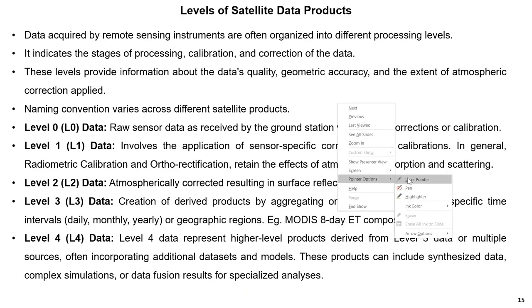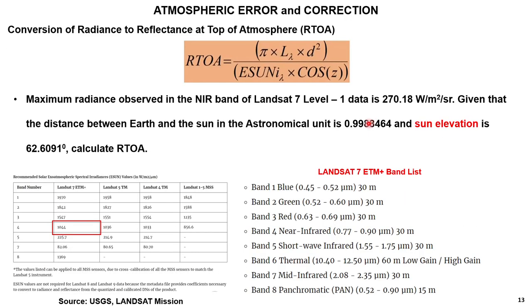Would you please solve that question? It's just direct substitution, right? So pi. What is the answer? So answer is 0.91. So L lambda is given, you can directly substitute. Then this is also given, you can directly substitute. E sand is 1044 for NIR band. That is also direct substitution. The only conceptual part is how to find the solar zenith angle. Your sun elevation is given. So that is 90 minus 62.6091. It's just direct substitution. Answer is 0.913.